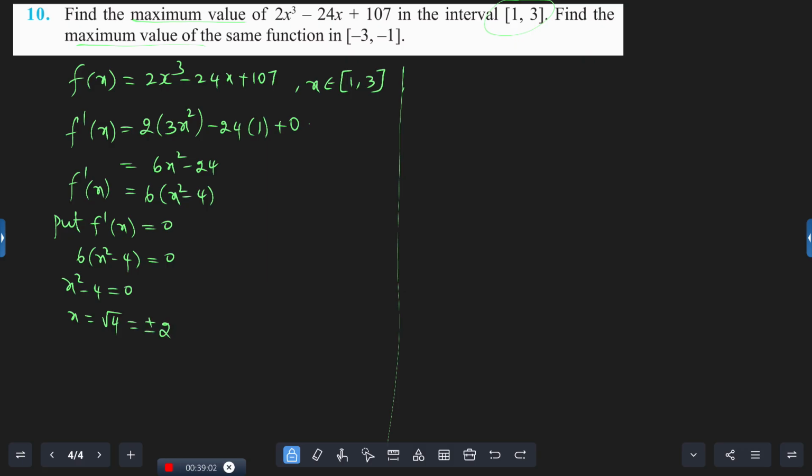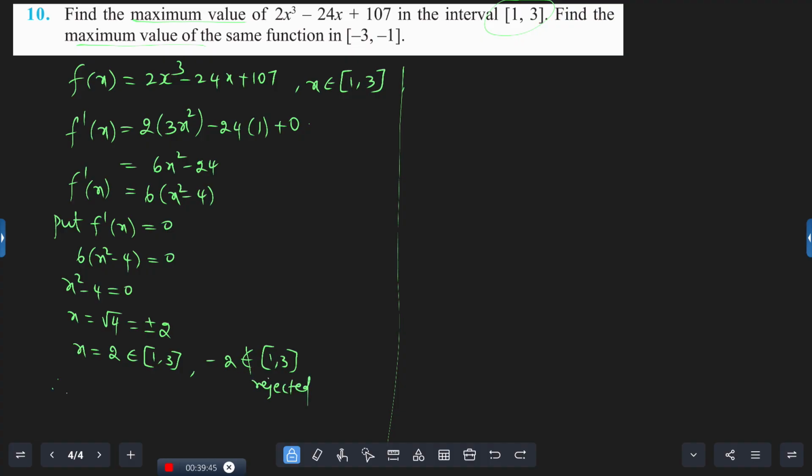Listen, everybody. Of plus or minus 2, which belongs to the interval [1, 3]? Plus 2. So you take plus 2 alone, and minus 2 is rejected. Have you understood? Whatever you take must belong to the interval. You should not consider minus 2 here. Again I am telling you, therefore x = 2. 2 belongs to the closed interval [1, 3]. Minus 2 does not belong to [1, 3], so it is rejected.